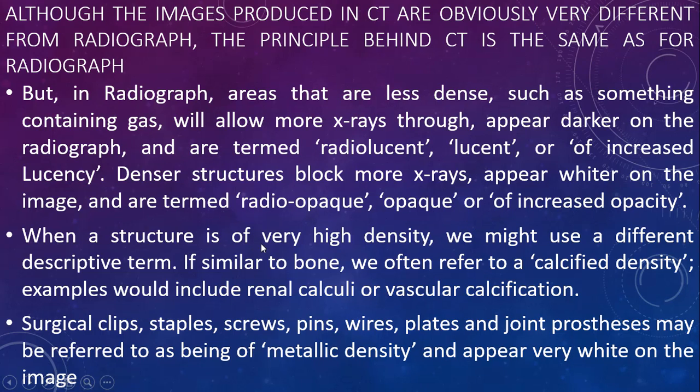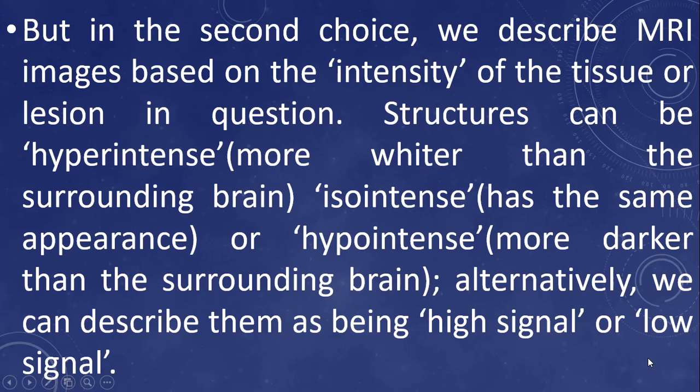When a structure is of very high density, we might use a different descriptive term. If similar to bone, we often refer to it as a calcified density. Examples would include renal calculi or vascular calcification. Surgical clips, staples, screws, pins, wires, plates, and joint prostheses may be referred to as being of metallic density and appear very white on the image.